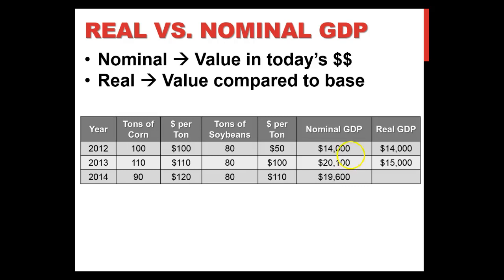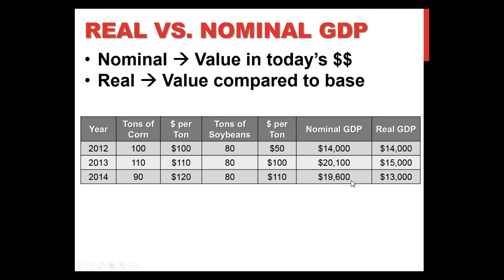If we look at real GDP for 2014, we do the same process. We would take the 90 tons of corn in 2014 and multiply it by the price in the base year. So that would be 90 times the 100. And 80 tons of soybeans times the $50 price in the base year, and that gets us a real GDP number of $13,000.